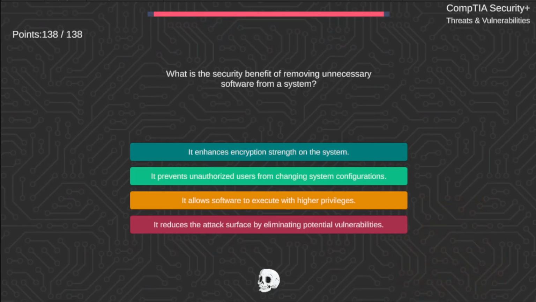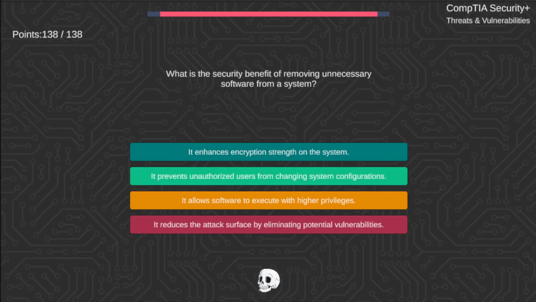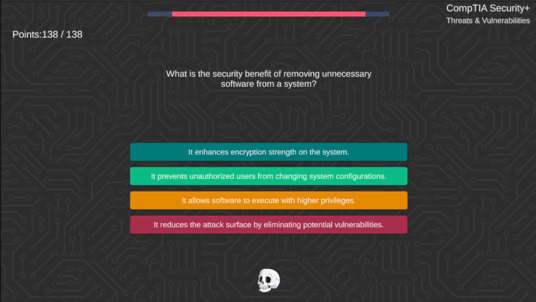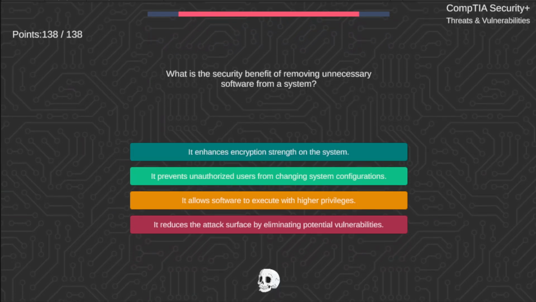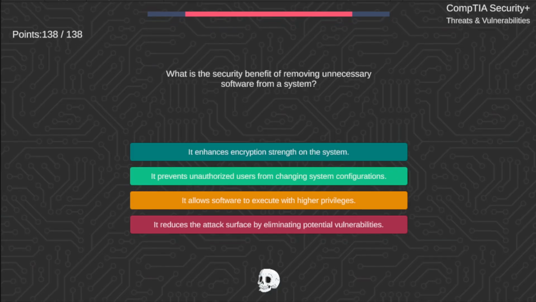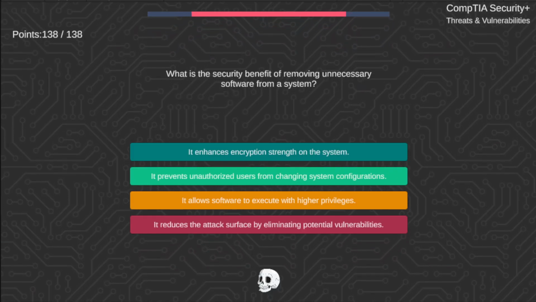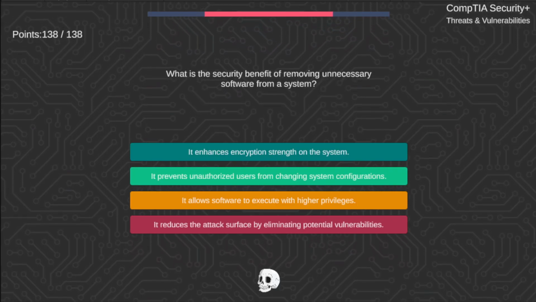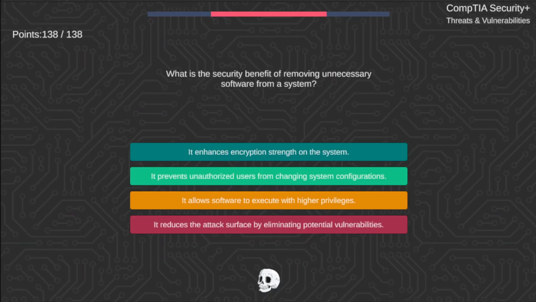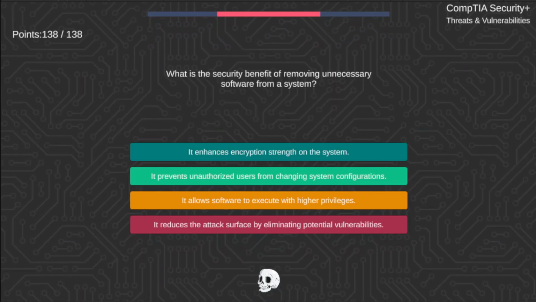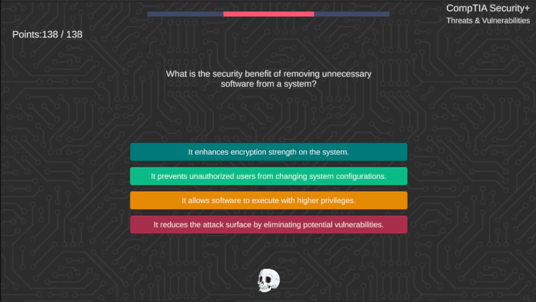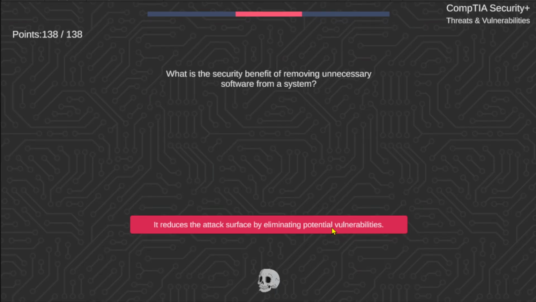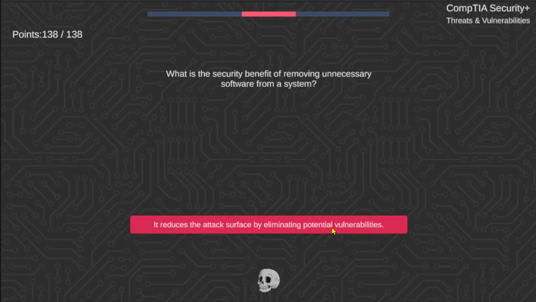What is the security benefit of removing unnecessary software from a system? It enhances encryption strength on the system. It prevents unauthorized users from changing system configurations. It allows software to execute with higher privileges, or it reduces the attack surface by eliminating potential vulnerabilities. Correct answer is it reduces the attack surface by eliminating potential vulnerabilities.